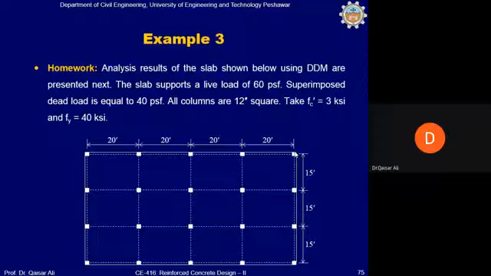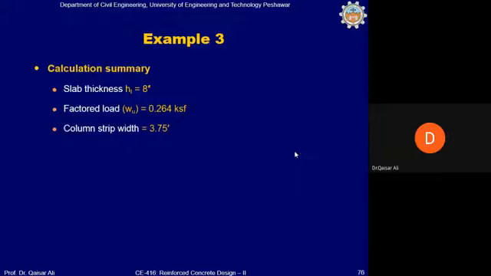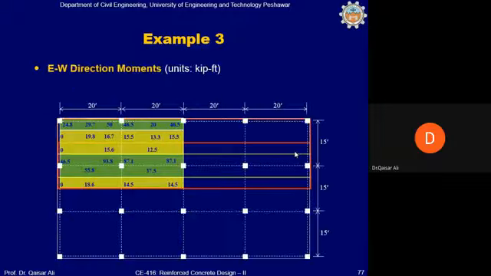Then there is another example where the dimensions are different. This time the dimensions are 20 by 15 feet, and the slab live load is 60 pounds per square foot. Superimposed dead load is 40 pounds per square foot. Columns are 12 inch square. FC prime 3 and FY 40 KSI are given in the example. You can also practice this. Again, the final values are given for the purpose of comparison. This will enable you to improve your understanding of the direct design method and to build your confidence in solving the problems.